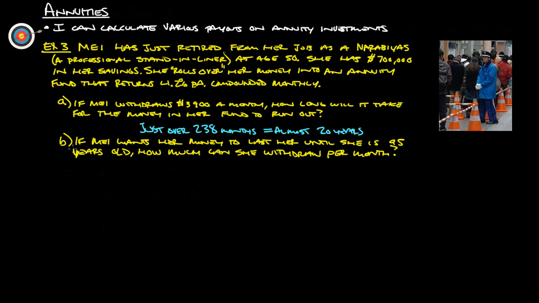Okay. B, if May wants her money to last her until she is 95 years old, how much can she withdraw per month? So she deposited at 50 and wants it to last till 95. So we do 95 minus 50 gives us 45 years, right? So she needs to figure out how many months that's going to be. So 45 times 12 is 540 months is how long that is.